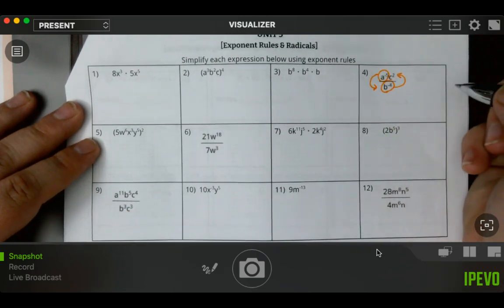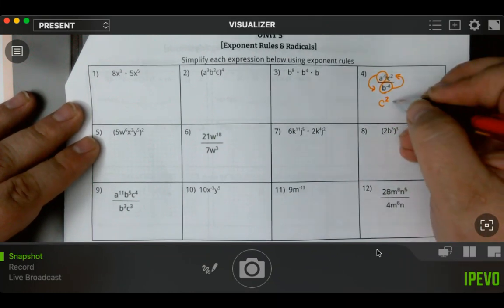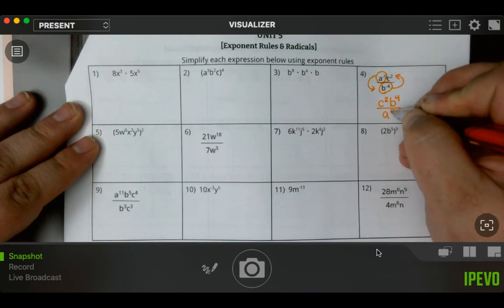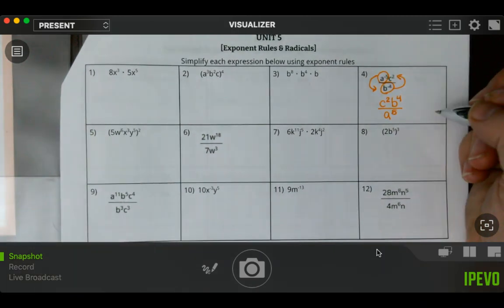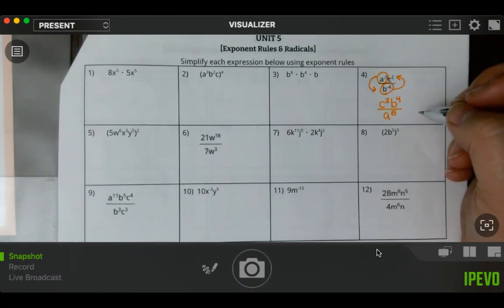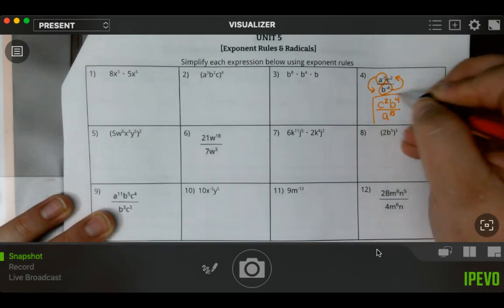The c squared has a positive exponent, so it stays right where it's at, but then the b to the 4th moves up top and the a to the 5th moves to the bottom. Once they flip, they don't need the negative anymore. So the whole goal is to not have any negative exponents by flipping them. And that's it.